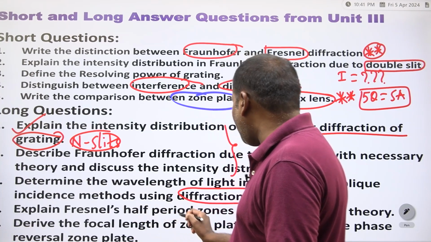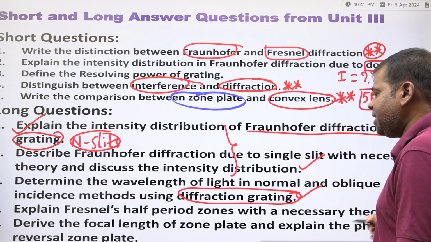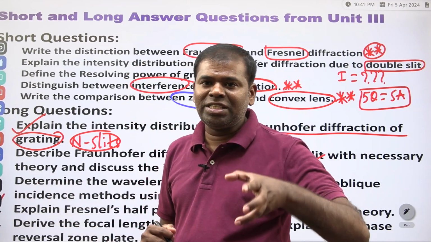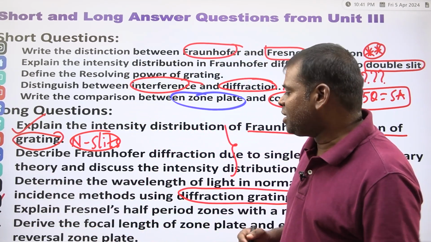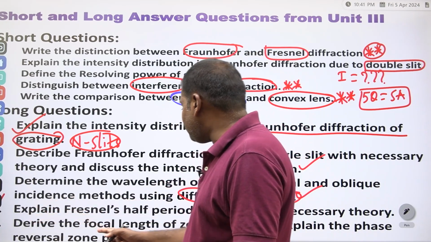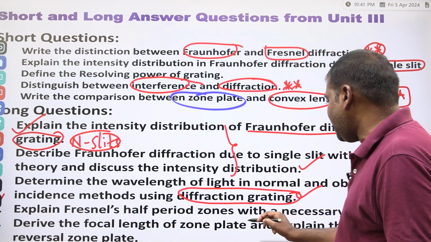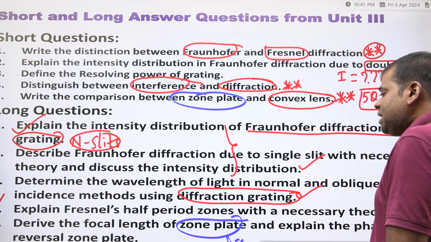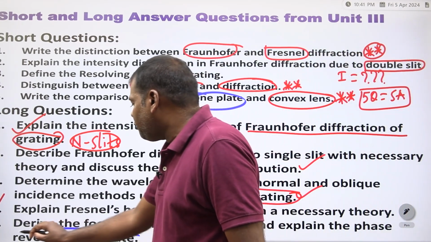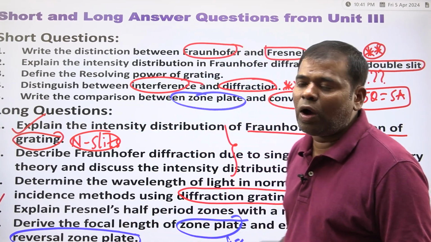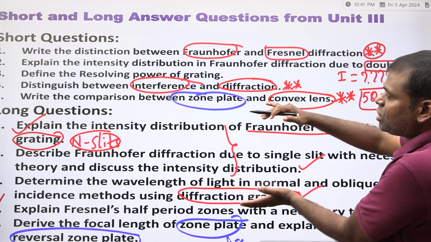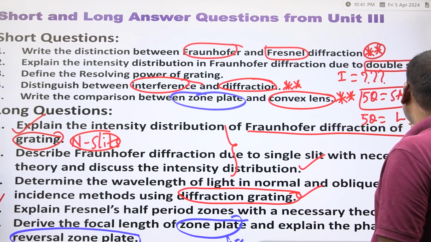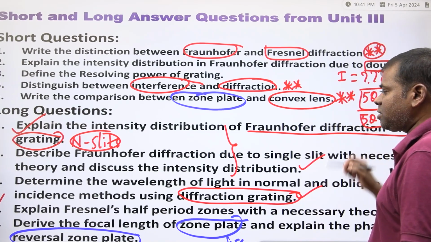Explain the Fresnel's half-period zones with necessary theory. You have to explain the Fresnel half-period zone theory. Area, radius, everything you have to find out. Next, derive the focal length of zone plate. Zone plate focal length you have to derive. And explain the phase reversal zone plate. Phase reversal zone plate also you have to explain. So these 5 questions are very, very important. These 5 questions you have to read as long answer questions.